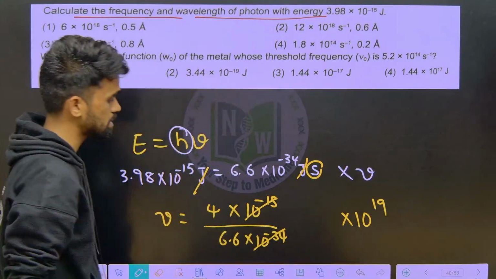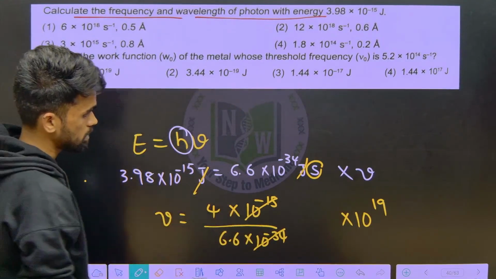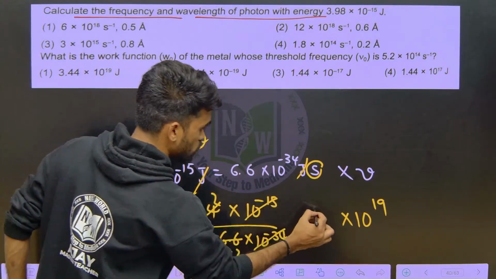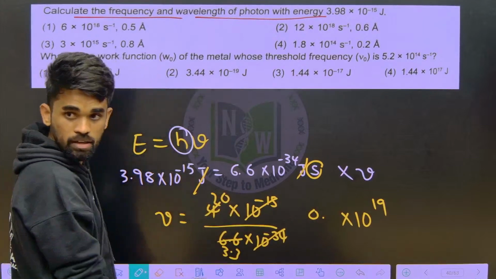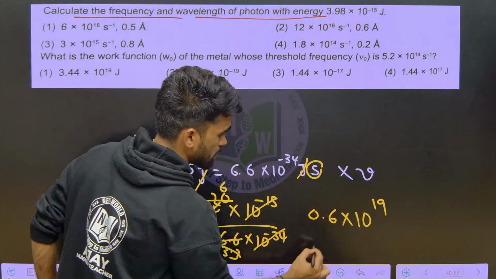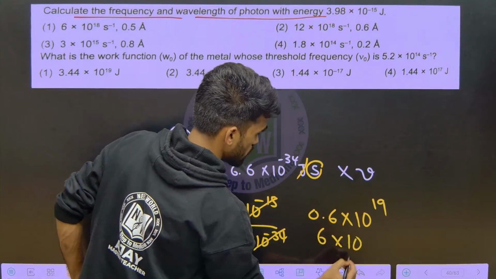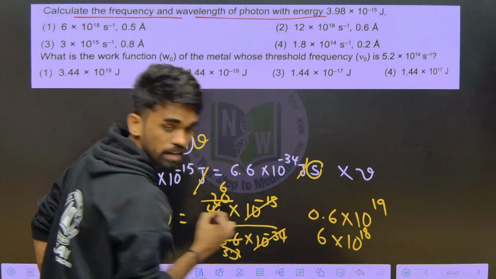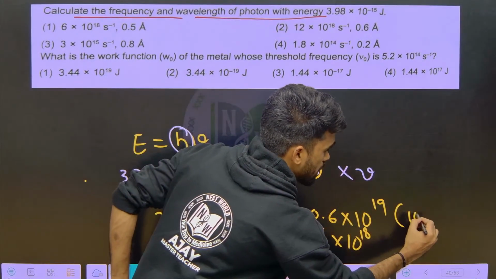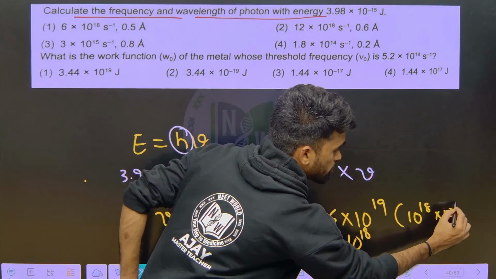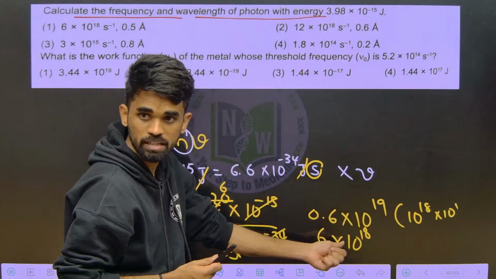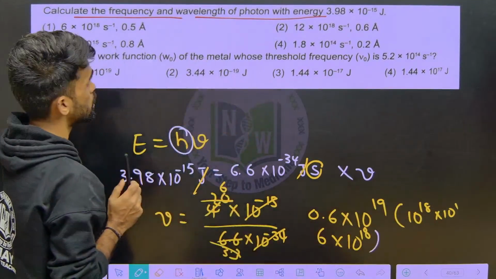19. And the next, what we have is 4 by 6.6, which is around 0.6, so it will be 6 times. So it will be 6 into 10 power 18, can I write? Out of this 19, can I write it as 10 power 18 into 10 power 1? Can we do like this? So multiply by 10 here, we will get this answer. So we have the first option as that.